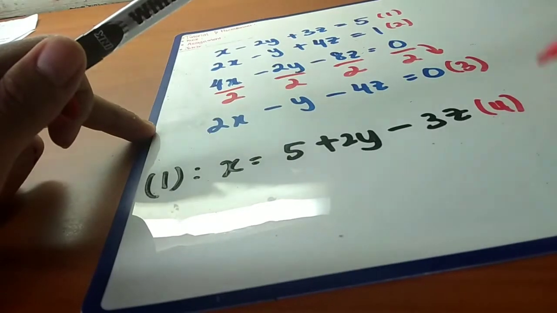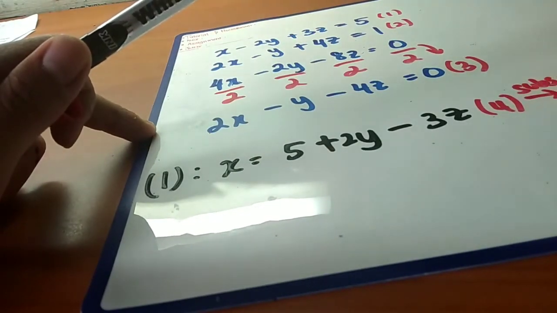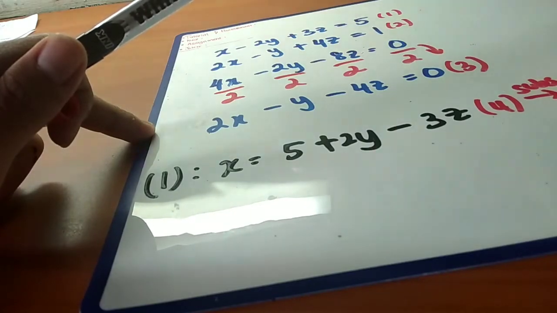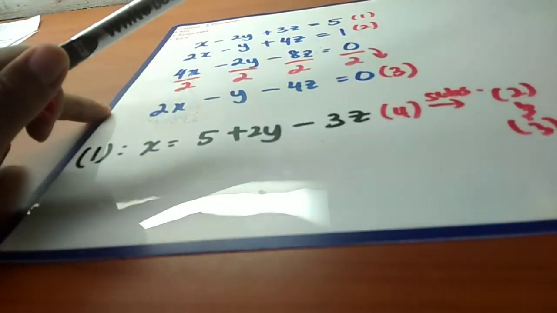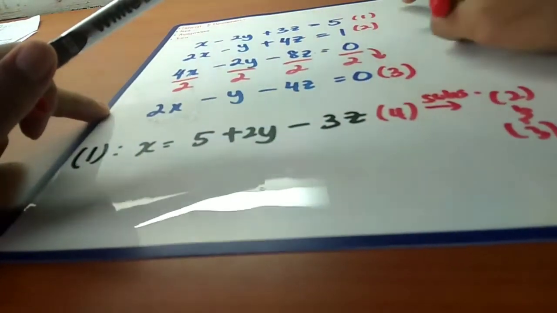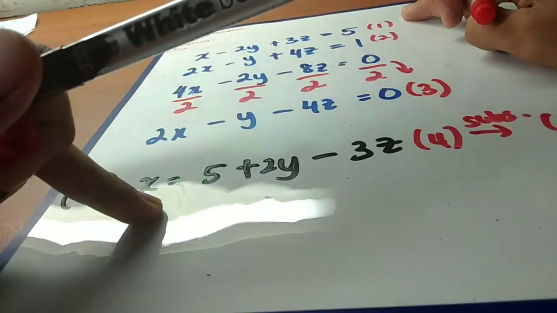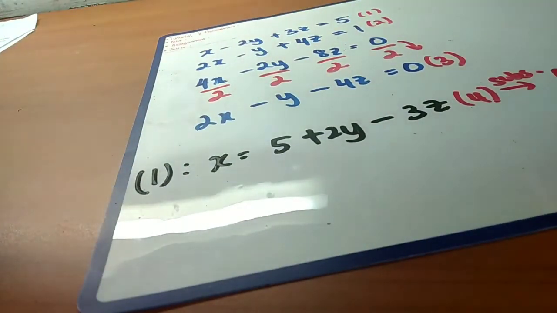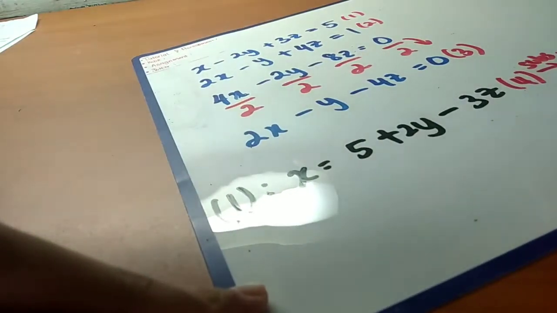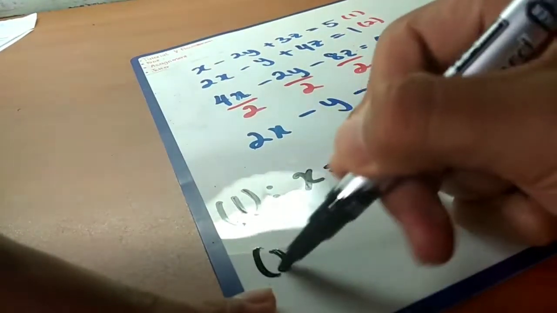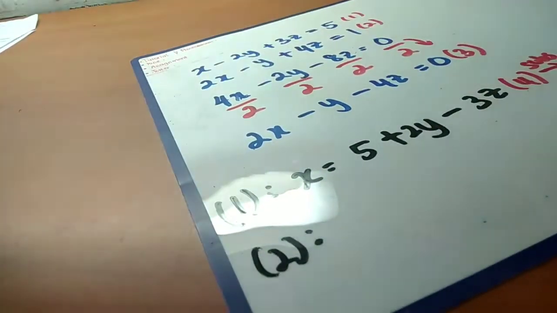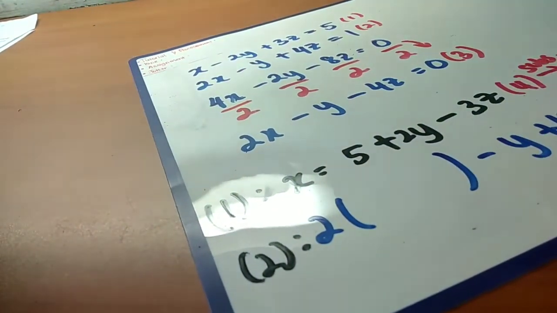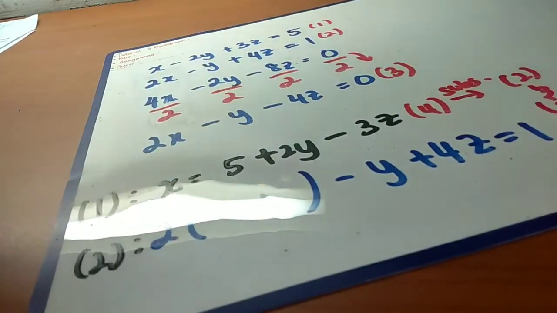From this equation, we substitute into equations 2 and 3. You cannot substitute into equation 1, because equation 4 actually comes from equation 1. So let's substitute into both 2 and 3. I think I'll work on equation 2 first. So equation 2, we have what? We have 2x minus y plus 4z equals 1.